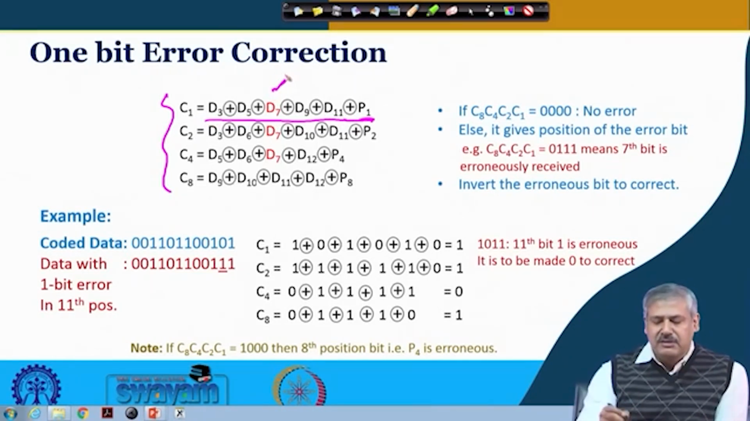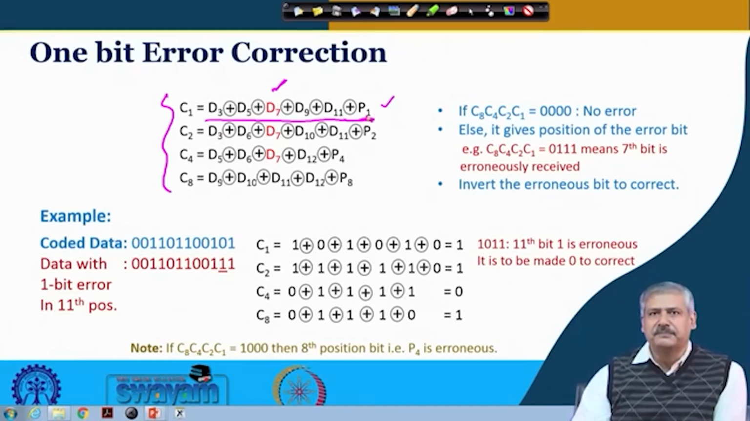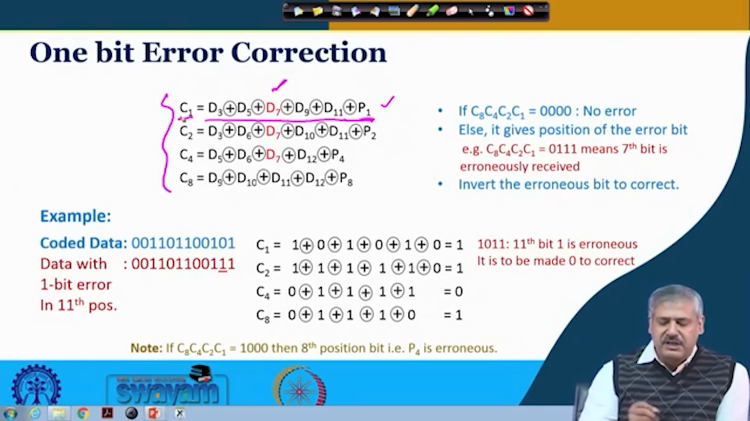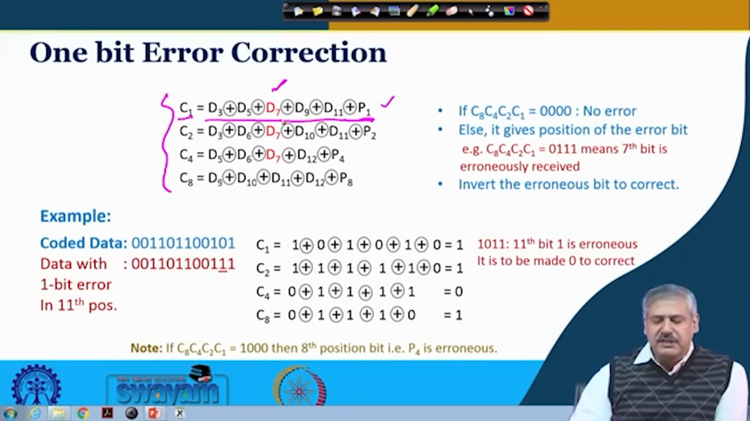So if D7 was not erroneous, then this XOR operation together with P1 would give me 0. So if all of them together was 0, then P1 would have been 0, which is the case in this specific example. Or if it was 1, it was. So effectively all of them become even parity, right. So if D7 is not erroneous, this C1 generated will be 0. But if D7 is erroneous, because it has flipped, an odd number of 1s will come there. So C1 will become 1, right.